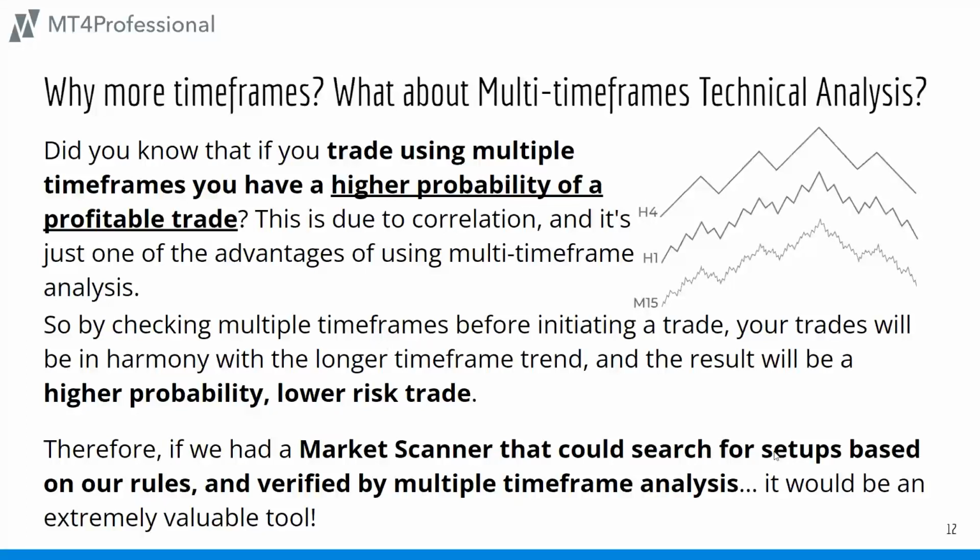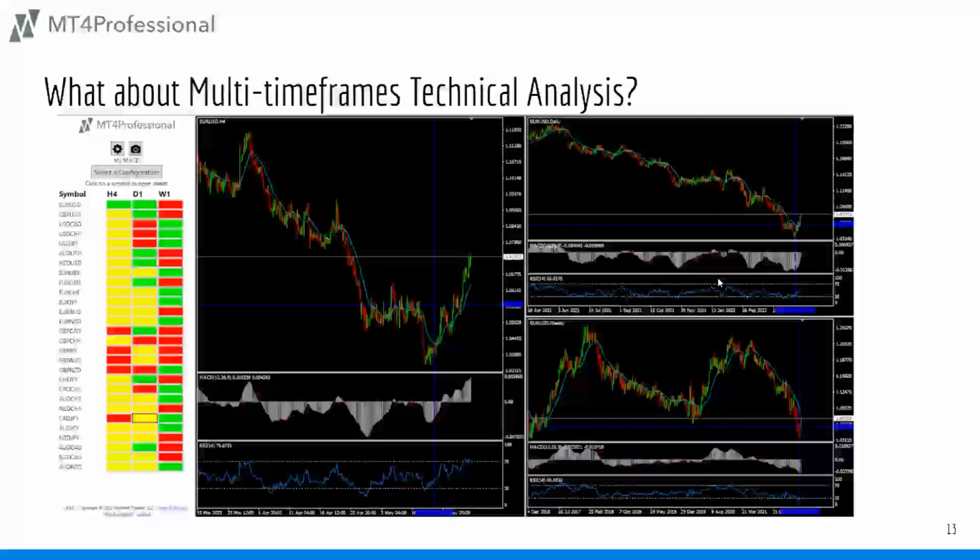So a market scanner should be able to search for setups that are based upon our rules and verified by multiple time frames. So if it does that, that would be extremely valuable. Here's an example. If you look at a 4-hour relative to a daily and weekly setup, you can see the crosshairs on the screen show the specific point where I have a setup.